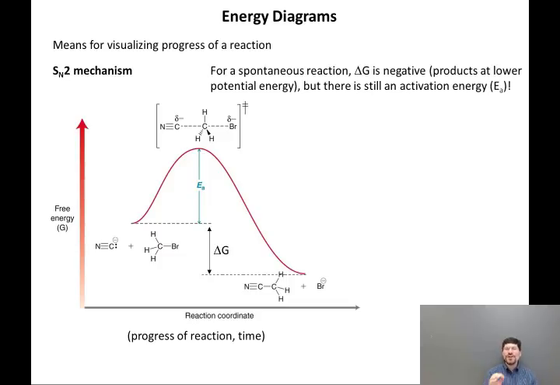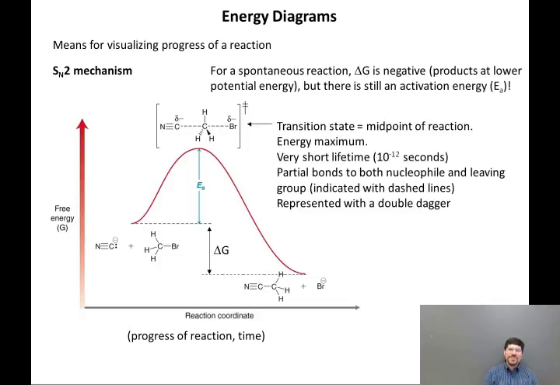However, even though the reaction is spontaneous, you still have to go over an energy barrier in order to get from the starting materials to the products, and that energy barrier, EA, is called the activation energy. Okay, so this is an important point to know. Even when a reaction is spontaneous, it still has an activation energy, and sometimes you have to pump energy into a system in the way of heat, even if it is fundamentally an exothermic or spontaneous reaction.